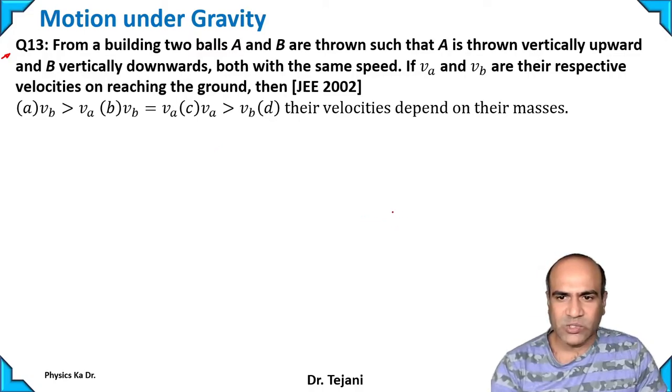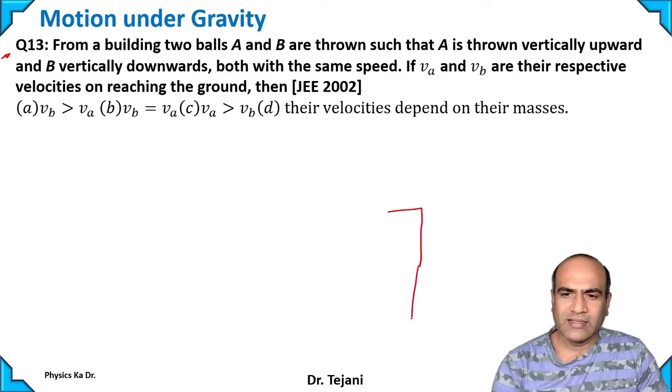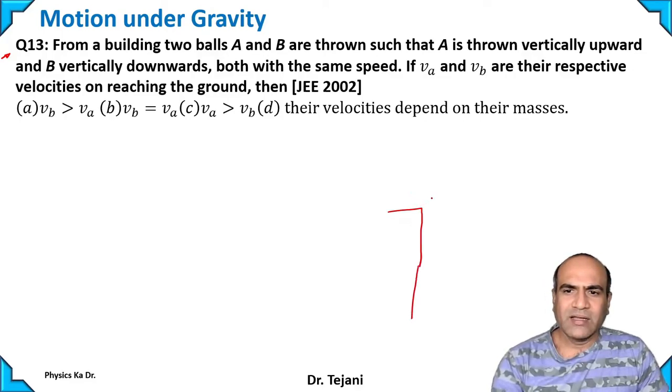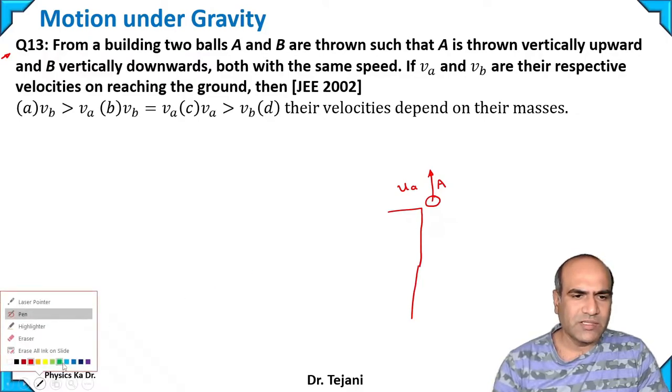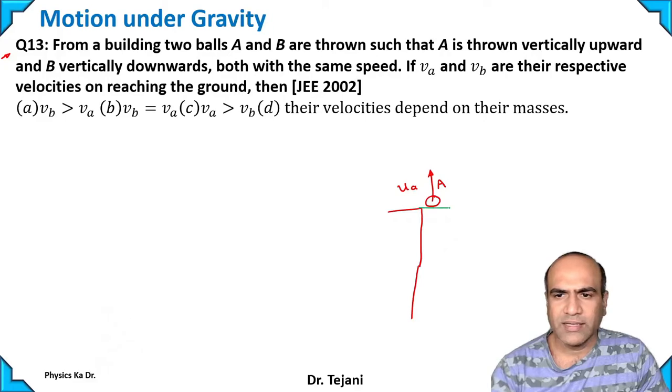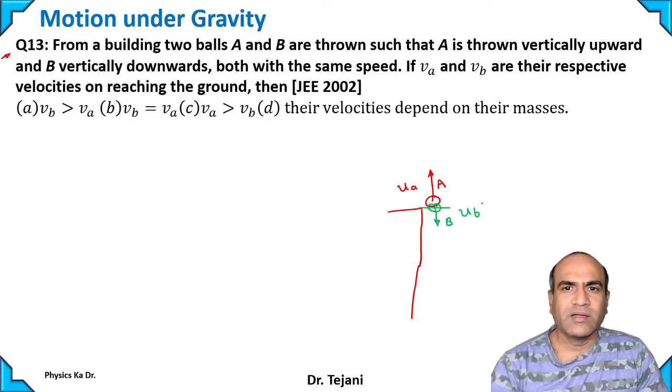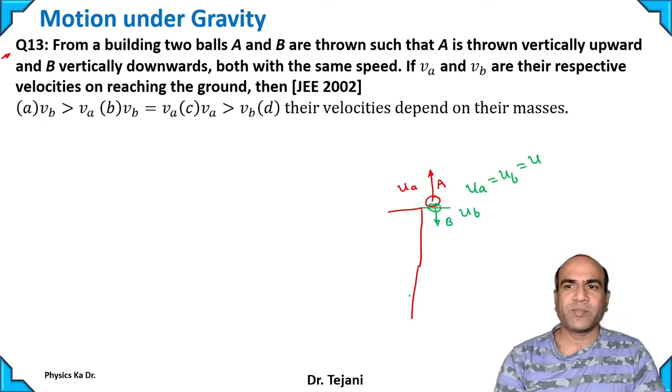Let's see here. Let's draw a building. This wall is sufficient. From that, the first ball is thrown vertically upward. Let's call it ball A with some initial velocity uA. At the same instant, another ball is thrown downward. Let's call it B with uB. What is mentioned here? With the same speed, that means uA is equal to uB. Both have equal speed, there is no change in the speed.